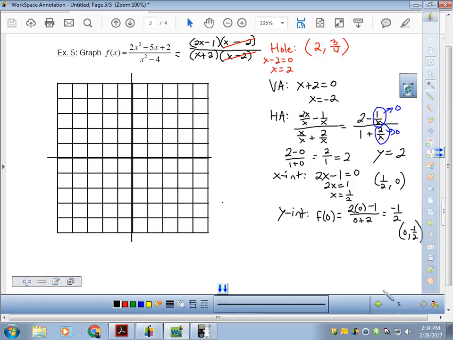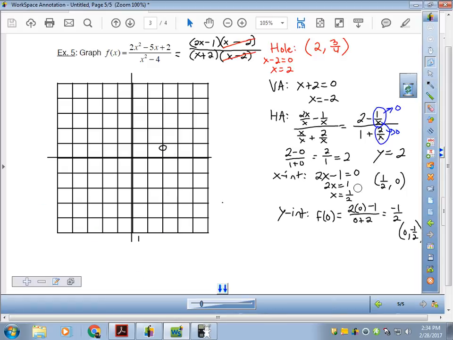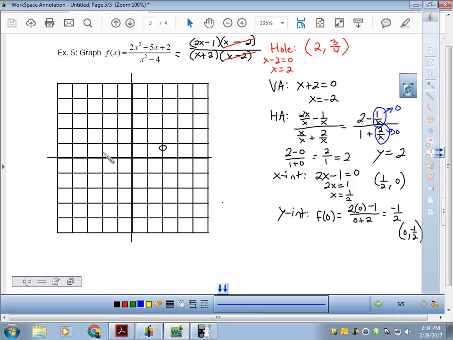Alright, so now we get to plot all of this stuff. Let's start with the hole. Our hole is at (2, 3/4). So I'm going to go to 2 and 3/4, and what I'm going to do is draw an open circle. I'm not going to draw a complete point. I'm just going to draw an open circle to represent that hole. And I'm going to do my asymptotes. X equals negative 2 is over here. So there's my vertical asymptote. Okay, horizontal asymptote is y equals 2.